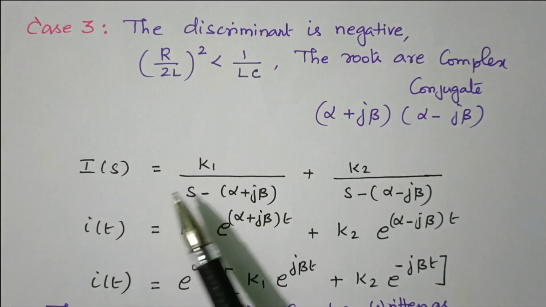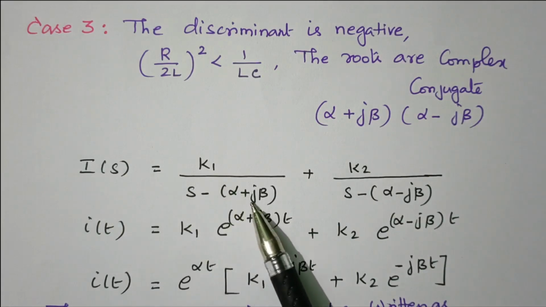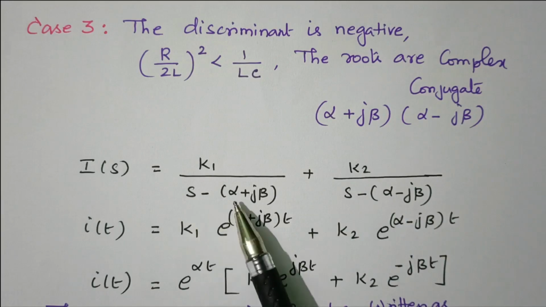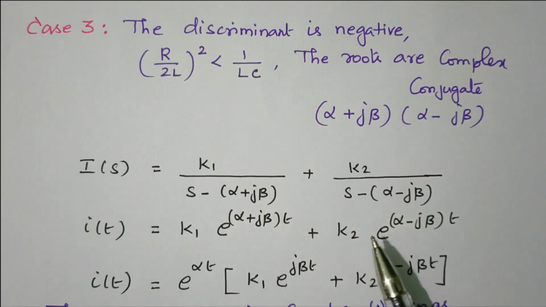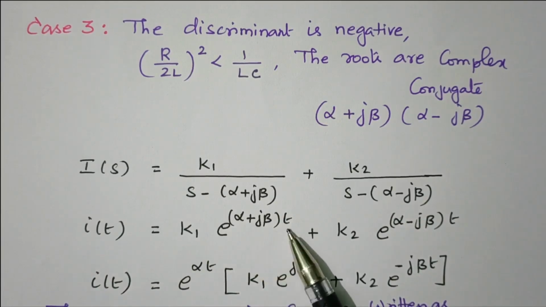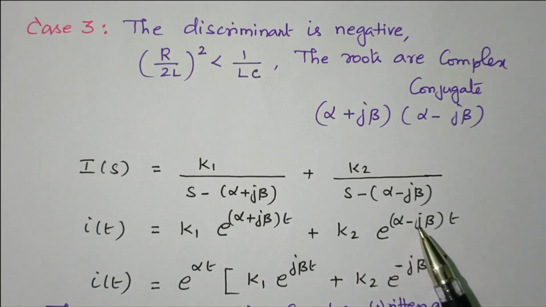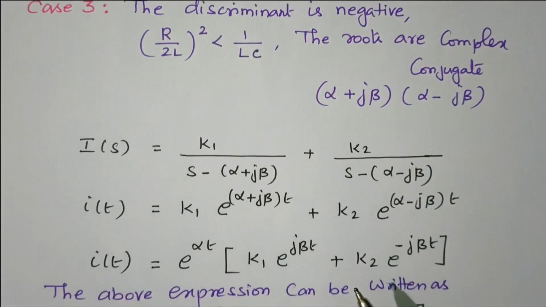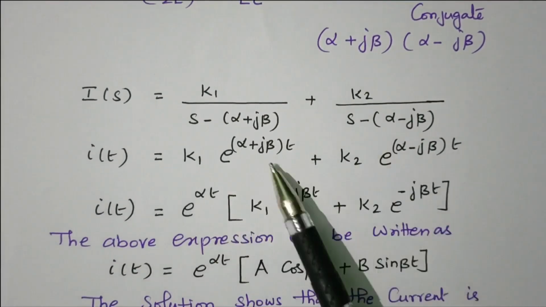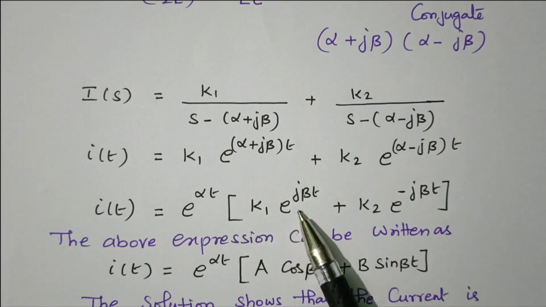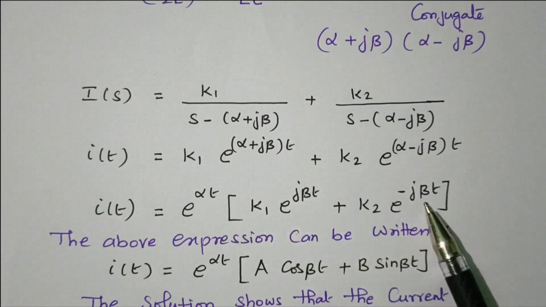So I of s can be written as k1 divided by (s minus alpha plus j beta) plus k2 divided by (s minus alpha minus j beta). While taking the inverse Laplace, we got I of t equal to k1 into e power (alpha plus j beta) t plus k2 into e power (alpha minus j beta) t, right? Now this e power alpha t is commonly available. The beta is j beta here and minus j beta there. So e power alpha t is taken outside: k1 e power j beta t plus k2 e power minus j beta t, right?